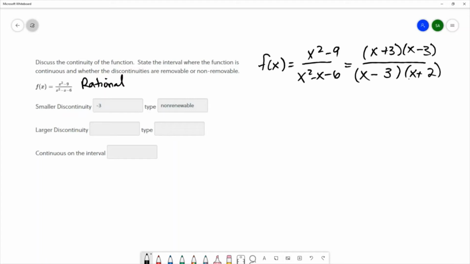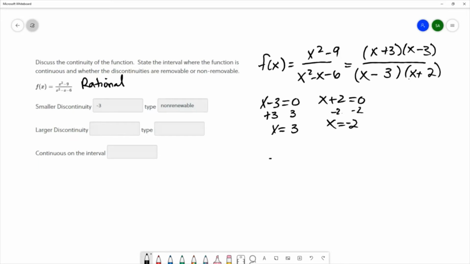So when we're finding the domain of rational functions, we find the domain by setting the denominator equal to 0. So if I set my factors from the denominator equal to 0, that's going to give me the values to exclude from the domain, and it's also going to give me the discontinuities. These are going to be our discontinuities. So now, based on just this, I know that I have discontinuities at 3 and at negative 2.